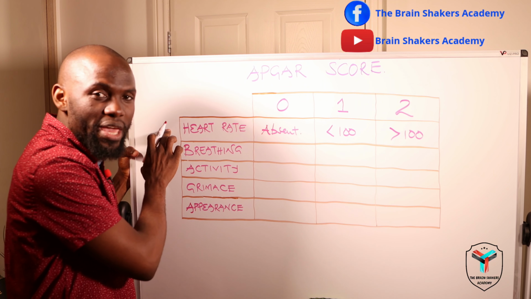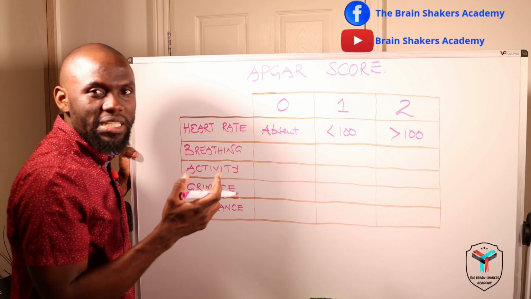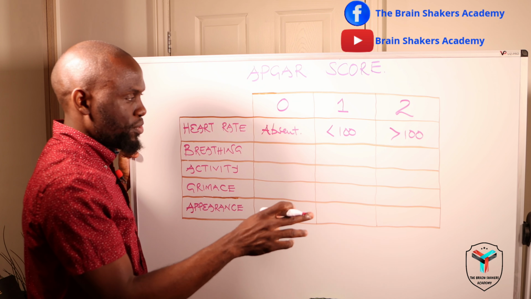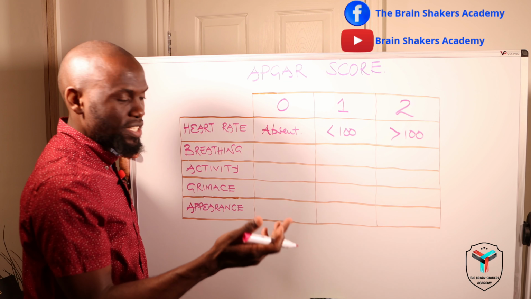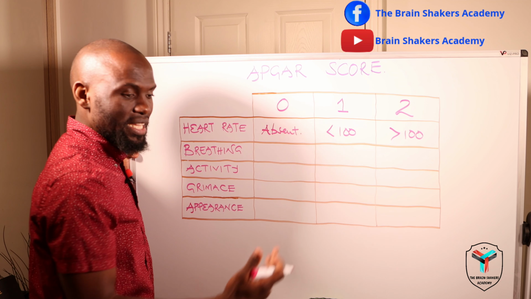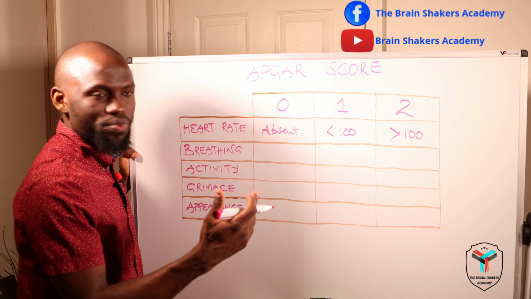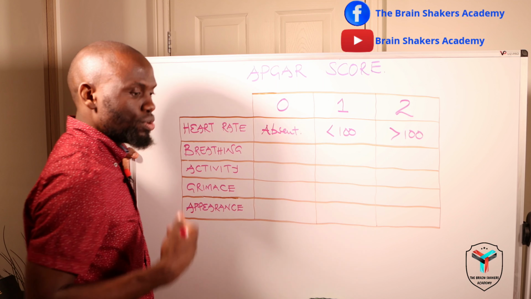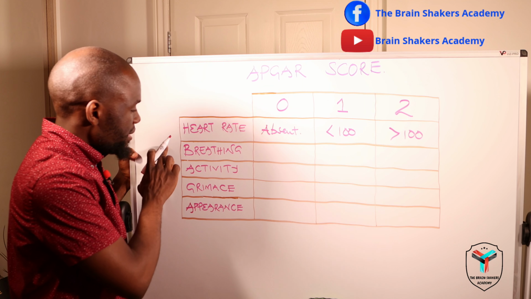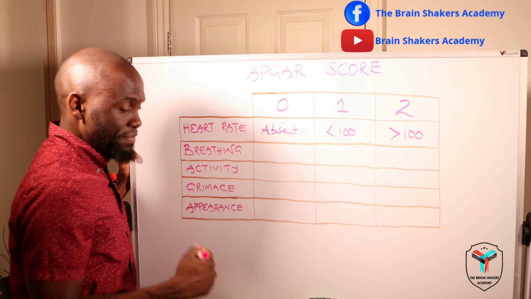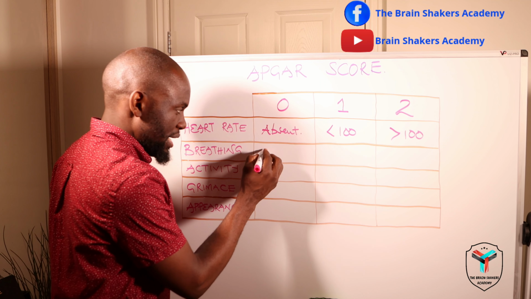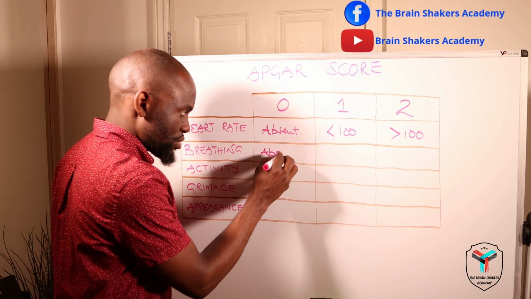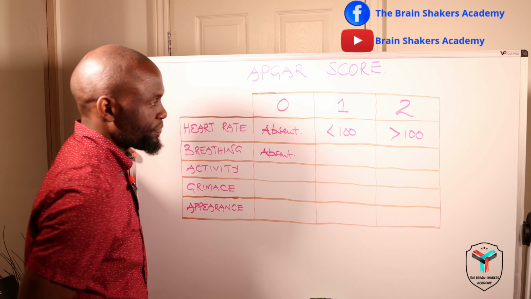And the heart rate remains one of the most important parameters that you need to look out for, because when it comes to the breathing, initially when they have been delivered, that's when they initiate those respirations. But they should already have a heart rate with them. Now, for the breathing here, if the baby is delivered and the baby is not breathing, it's absent, so we are going to score that baby a 0.